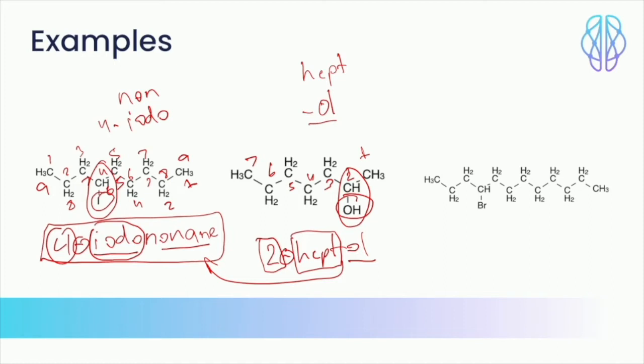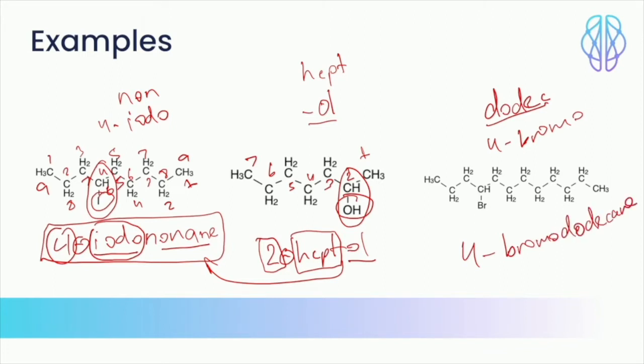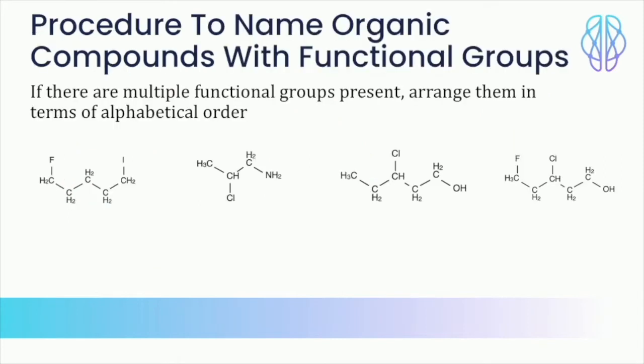So the last one here. Again, longest carbon chain. 1, 2, 3, 4, 5, 6, 7, 8, 9, 10, 11, 12. So that's dodec. We have the bromine group, which is in the 4th position. So this is 4-bromododecane. Usually won't get a carbon chain that long, but it's best to just know them. So hopefully you have a pretty good understanding now of how to name some simple carbon compounds.